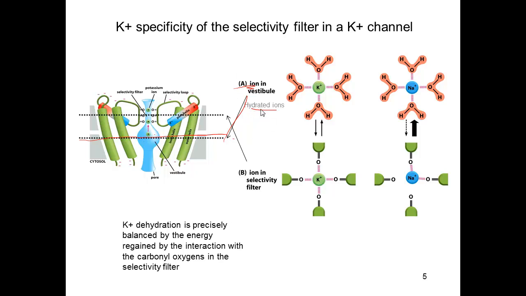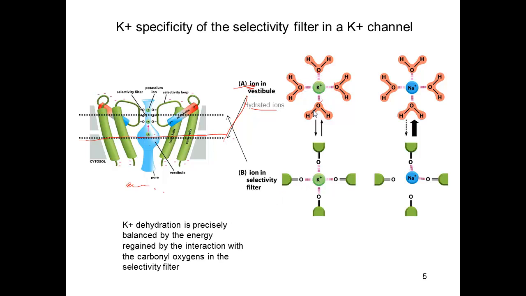So first let's look at hydrated ions in the vestibule or out here in solution. A positively charged ion in water solution is going to be coordinated by at least four water molecules. Remember, there are partial negative charges on the oxygen atoms, and these help solvate or stabilize a potassium ion in solution. The same is true for sodium. The size difference matters almost nothing. The smaller sodium ion might have the water molecules separated by a slightly smaller distance. But now let's look in the selectivity filter.